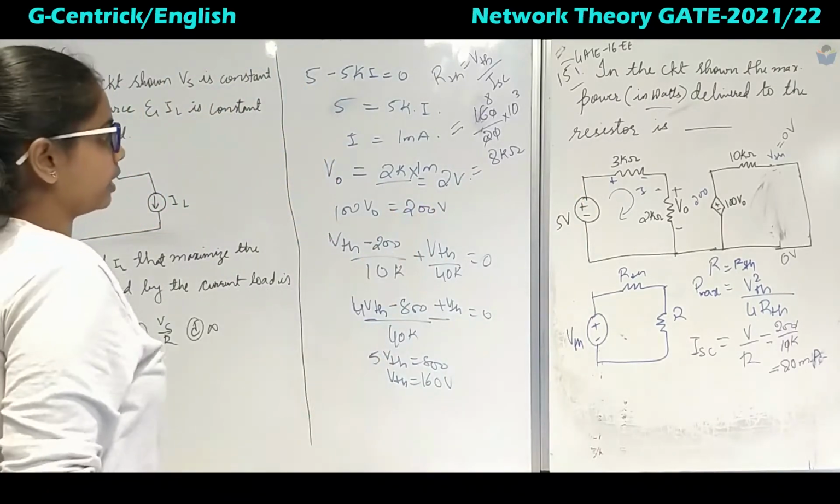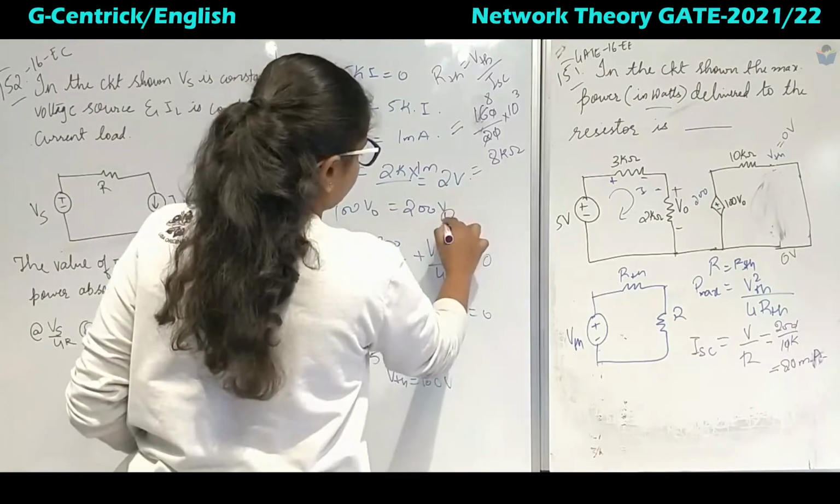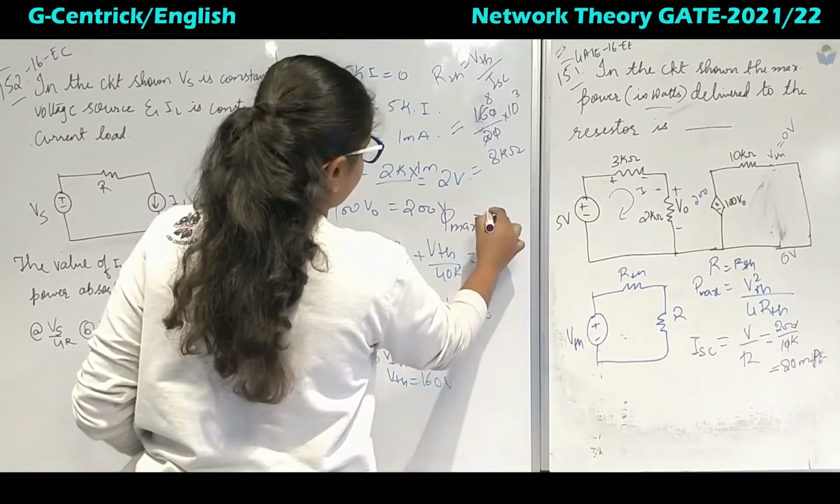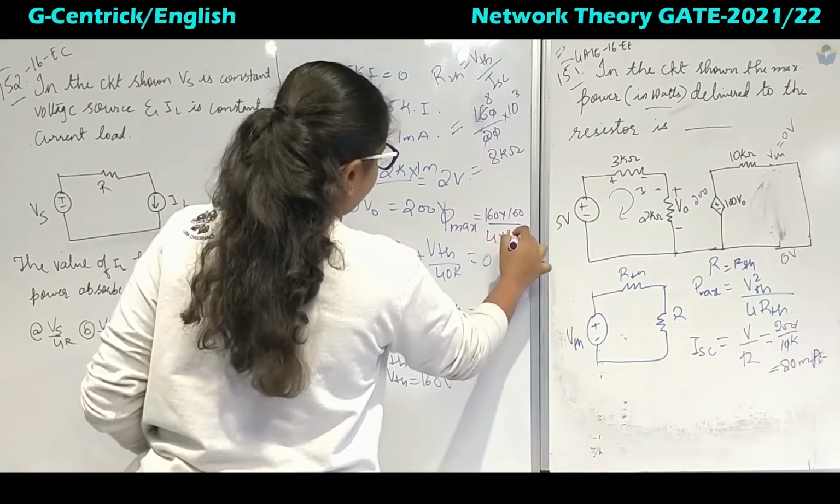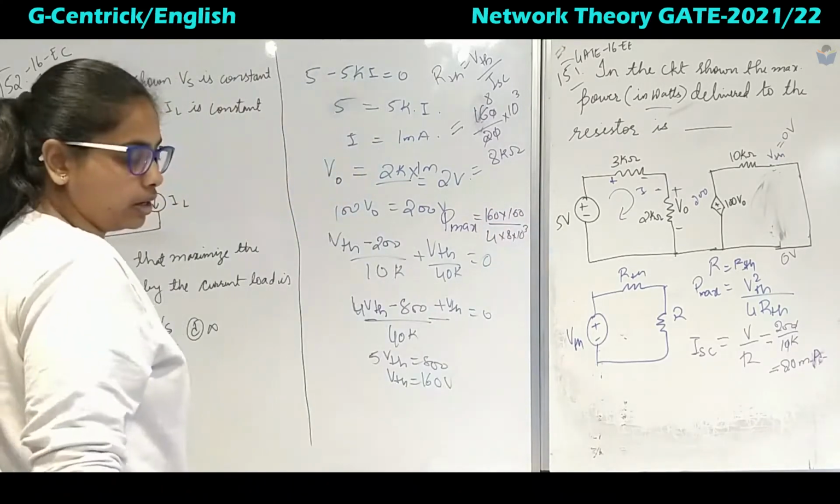So what do we have to find next? We have to find P max. P max will be 160 into 160 divided by 4 into 8 into 10 to the power 3.